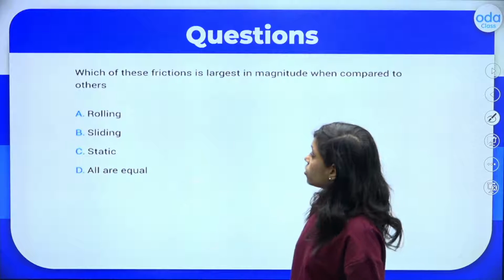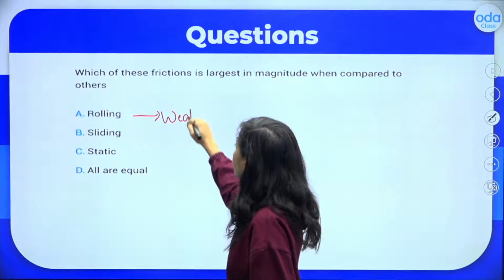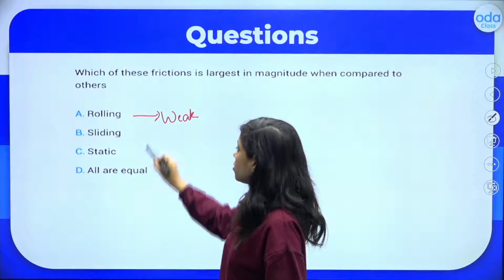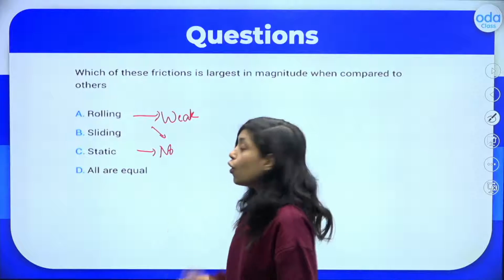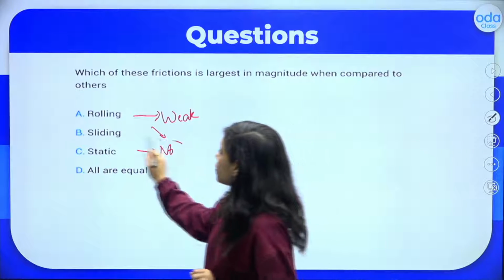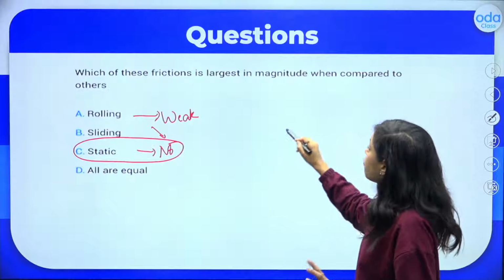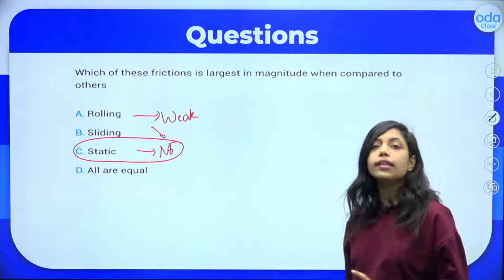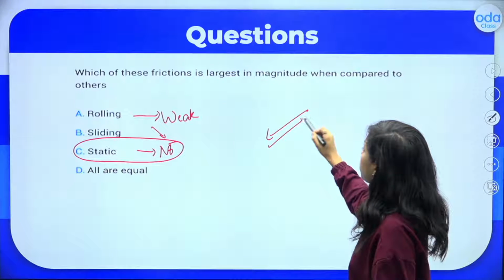So rolling friction, we already know that it is actually the weakest type of friction. Sliding friction, there is a movement. In static friction, no movement at all. So of course the answer will be static friction, because there is no movement at all. That means friction's magnitude is so high that there is no movement at all, right? But in sliding, there is slight movement.